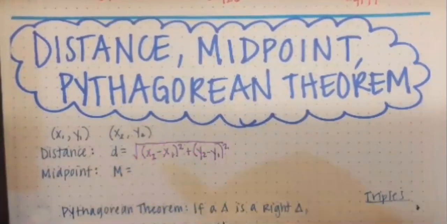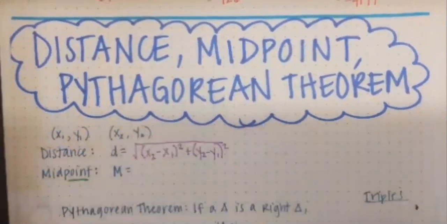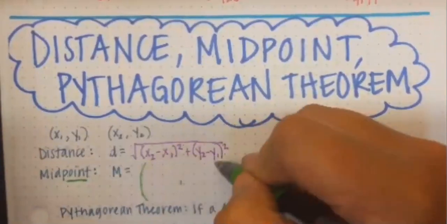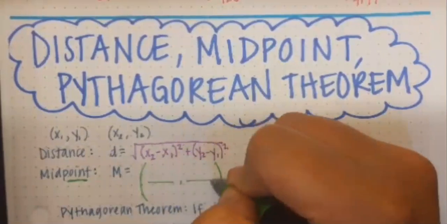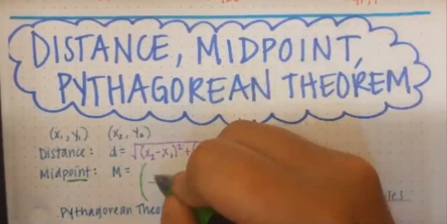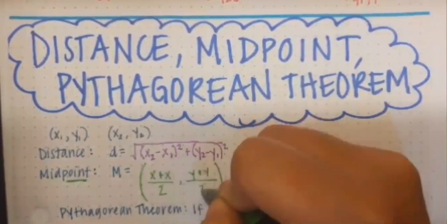Okay, so midpoint has a different formula, and our midpoint is just that, it's a point. So our midpoint's going to be one big ordered pair. Okay, and it's a fraction. We're finding the middle of our point. So we're actually finding like the average of our x's and the average of our y's. So I'm going to take x plus x and divide by 2, and y plus y and divide by 2.